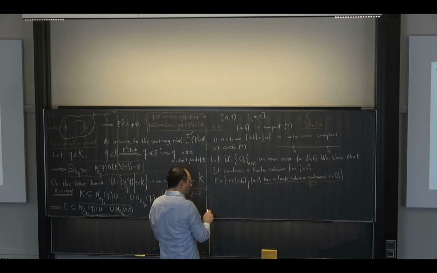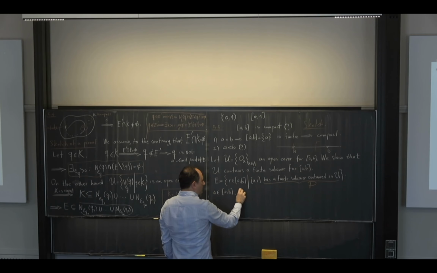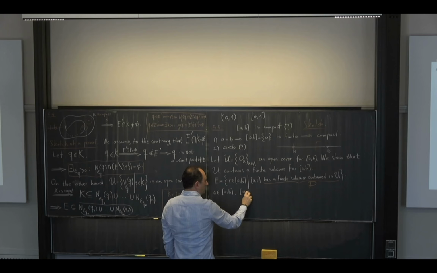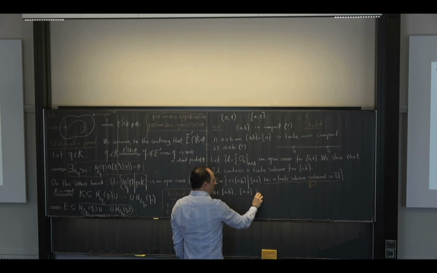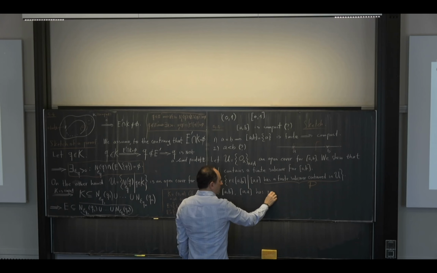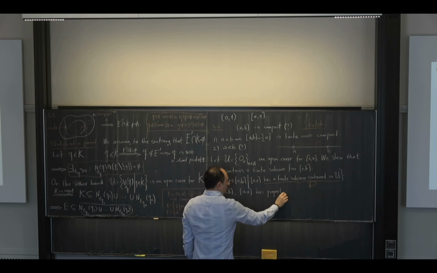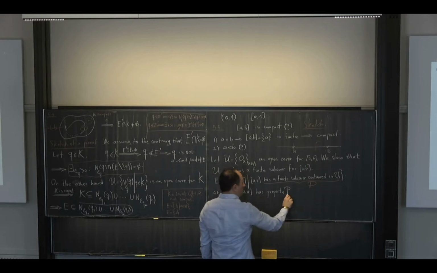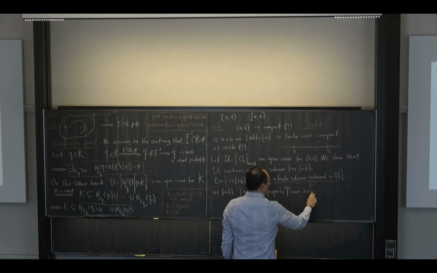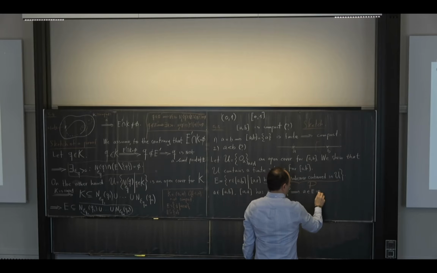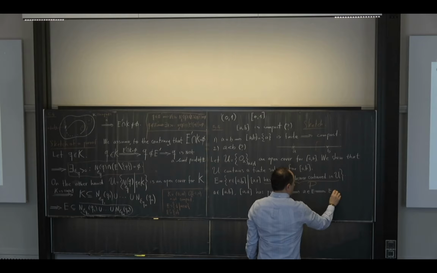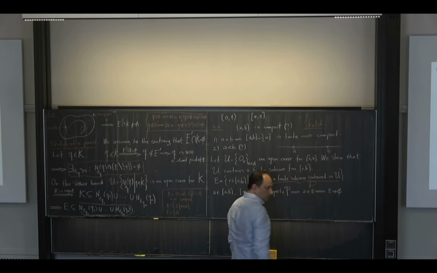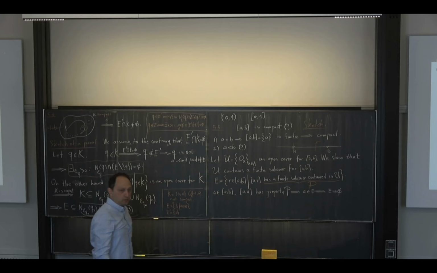Do you agree that A belongs to [A, B]? On the other hand, the interval from A to A has property P, yes? Because [A, A] is just that one point. So this means that A is in E, and so E is not empty. Yes?